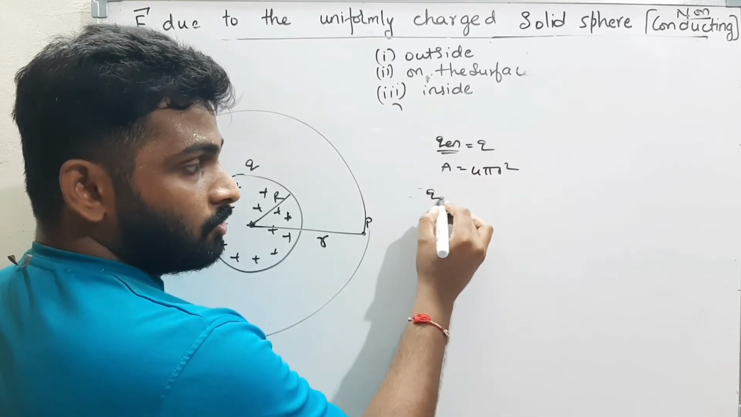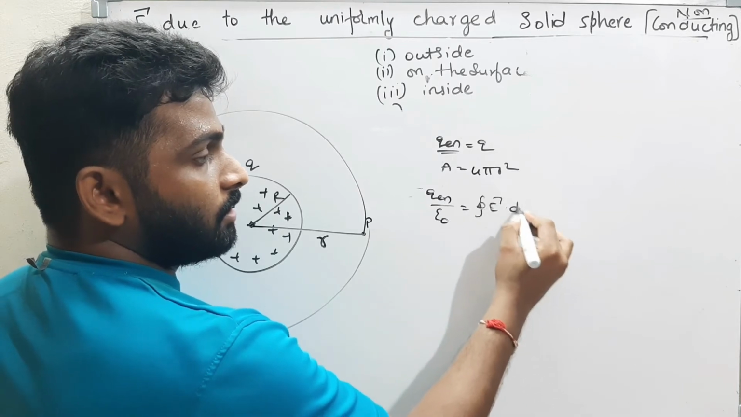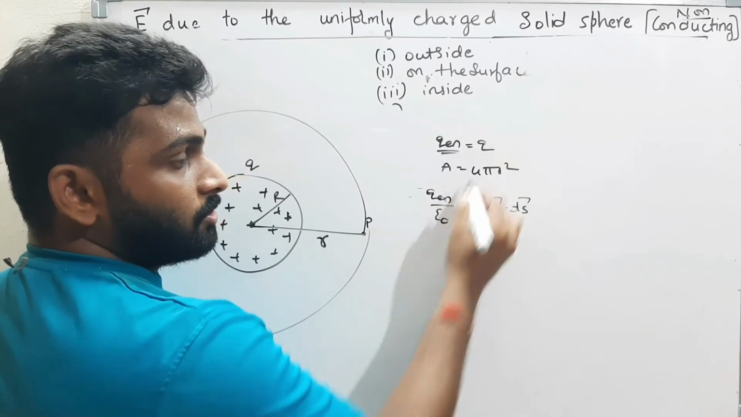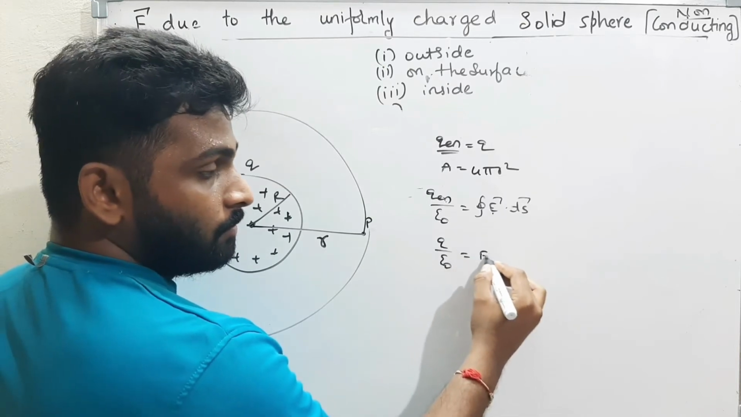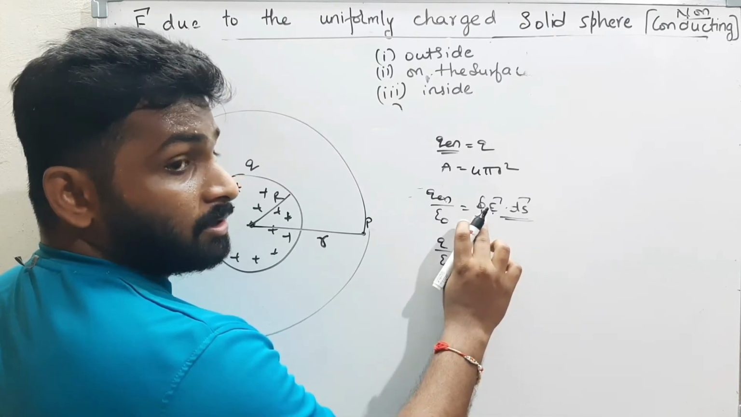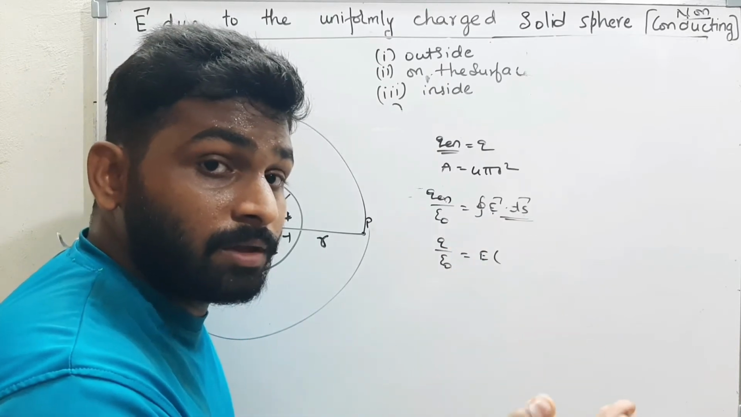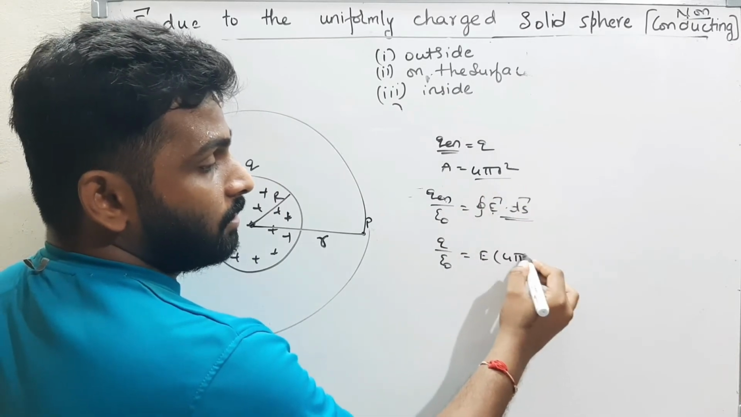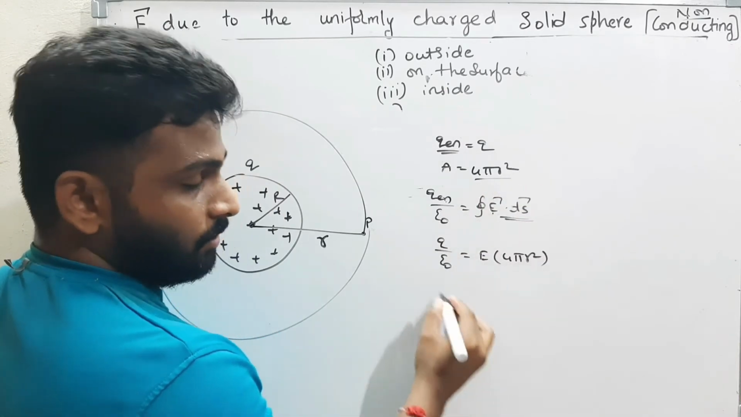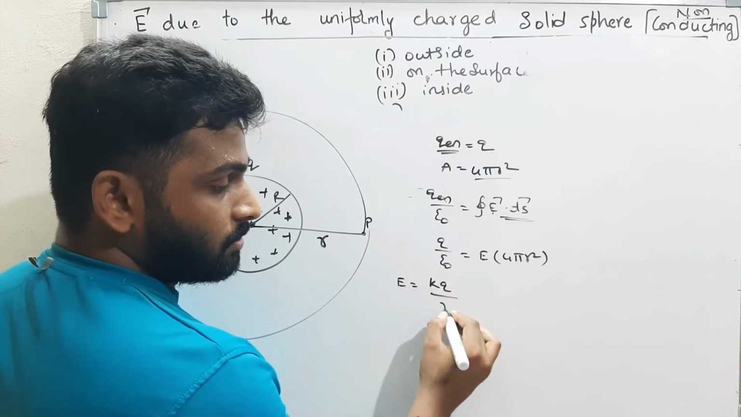Use the formula: Q enclosed by epsilon naught must be equal to the surface integral of E bar dot dS bar. What is Q enclosed? Q by epsilon naught must be equal to the electric field times the surface integral of dS, which is nothing but the cross-sectional area of the Gaussian surface. Therefore, that is 4 pi r square. Therefore, what is the electric field? The electric field we get is kQ by r square.